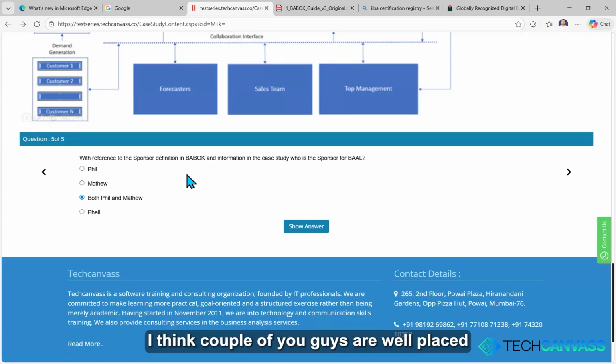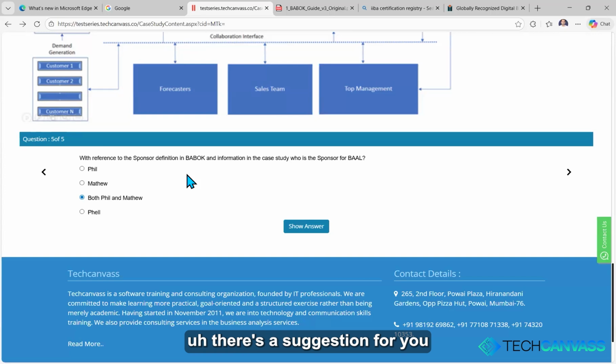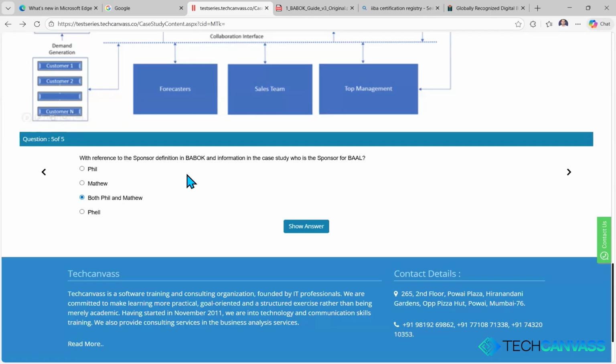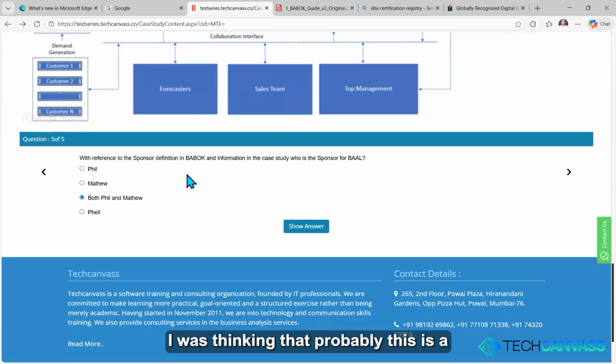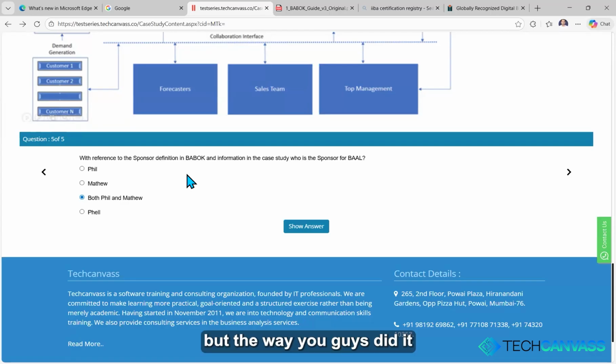So all of you, I think couple of you guys are well placed, the way you were all interacting very actively. I think you are doing very good. I was not expecting these kind of arguments from you guys. I was thinking that probably this is a session of somebody who is doing it for the first time, but the way you guys did it, couple of you, I think it's pretty good. So my best wishes to all of you.